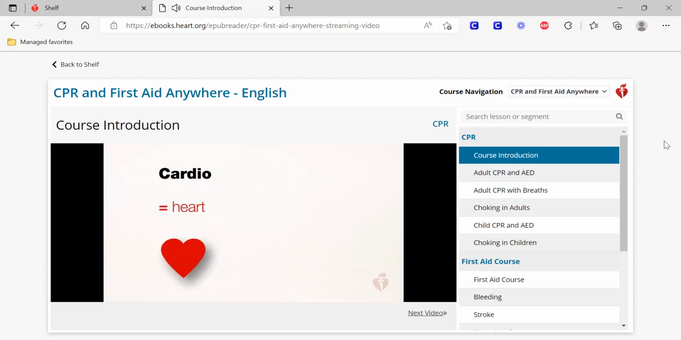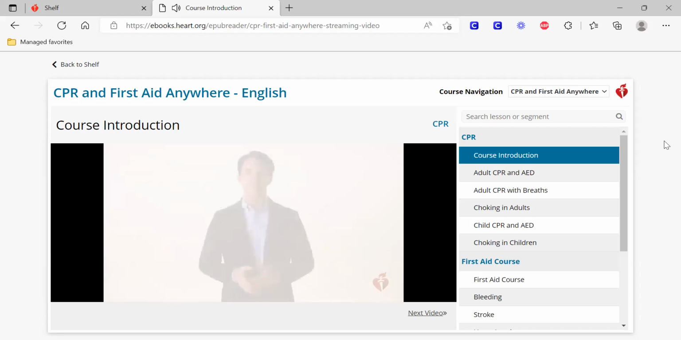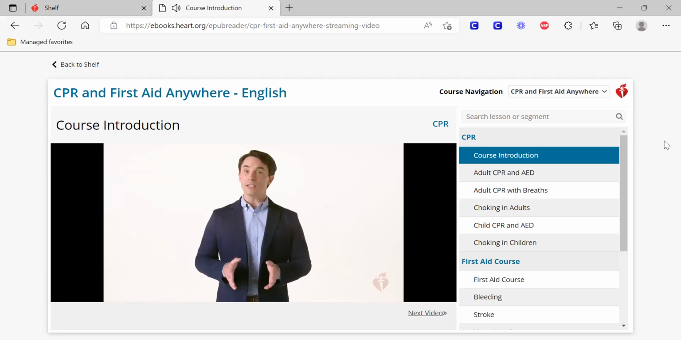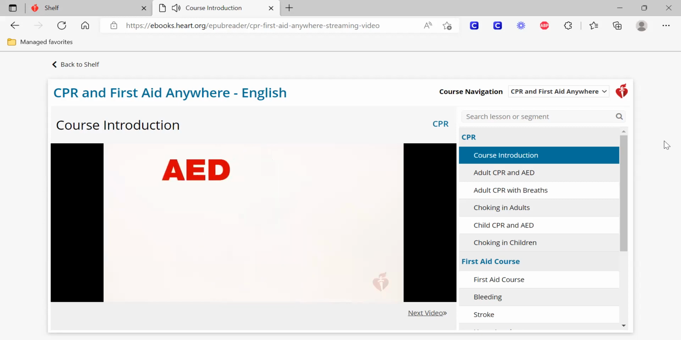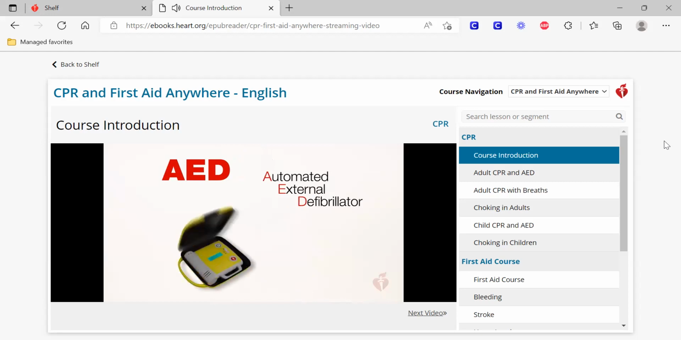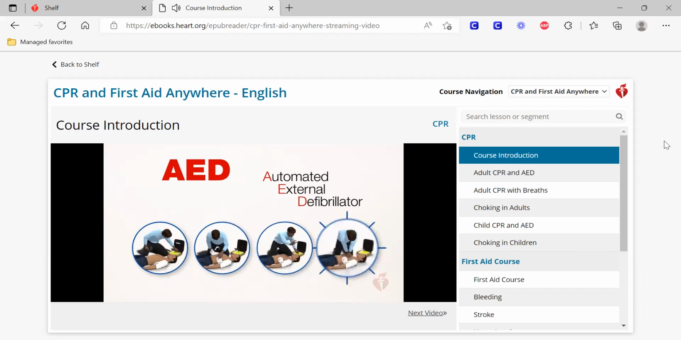Cardio means heart, and pulmonary means lungs. Cardiopulmonary resuscitation can help a person whose heart has stopped beating and pumping blood. Giving CPR and using an AED give a person in cardiac arrest the best chance of survival. AED stands for Automated External Defibrillator. If one is nearby, you should use it when you give CPR.